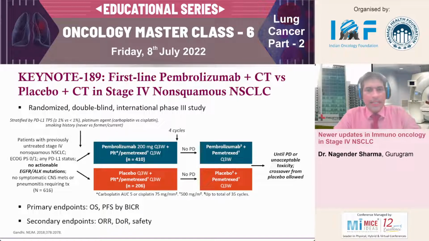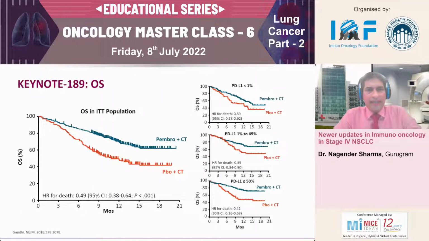In this trial, 4 cycles of pembrolizumab plus platinum doublet were used and compared with placebo plus platinum doublet, with 2:1 randomization. If there was no progression, pembrolizumab was continued until progression or unacceptable toxicity. If there was no progression, then placebo or pembrolizumab was used up to 35 cycles. So in the Keynote 189 trial, for overall survival in the intention-to-treat population, the hazard ratio for death was 0.49.